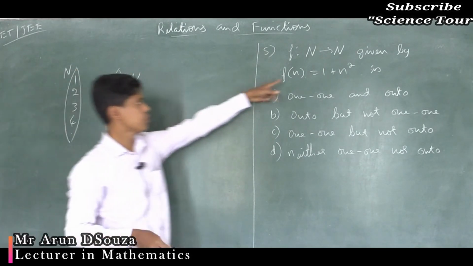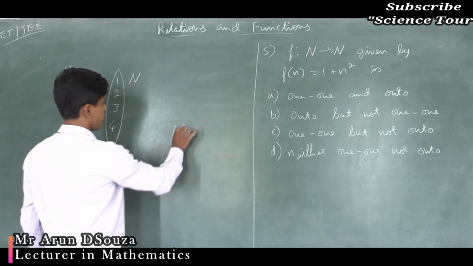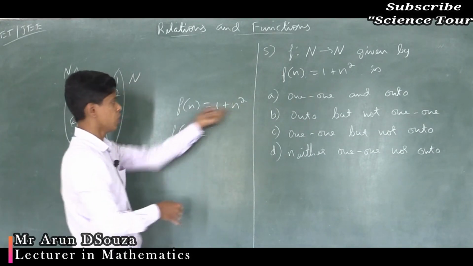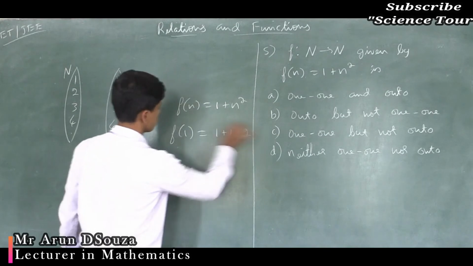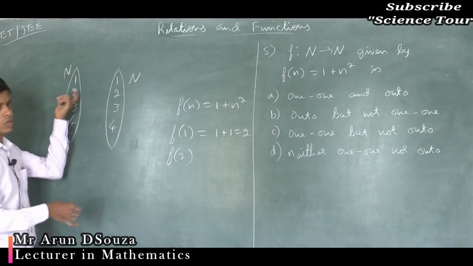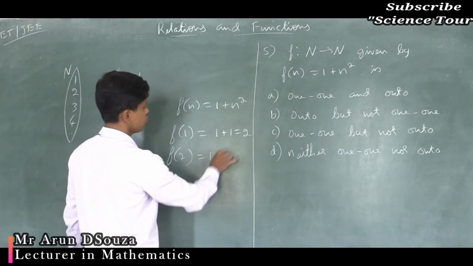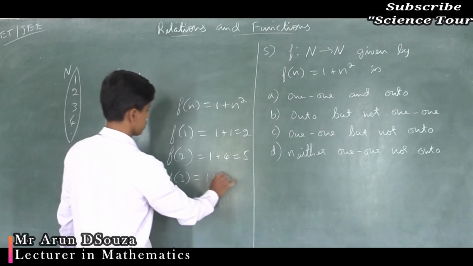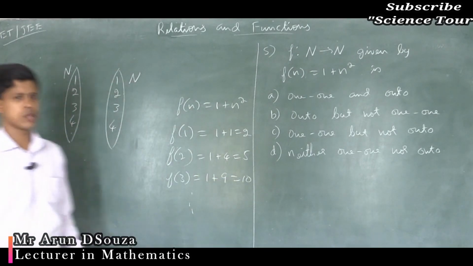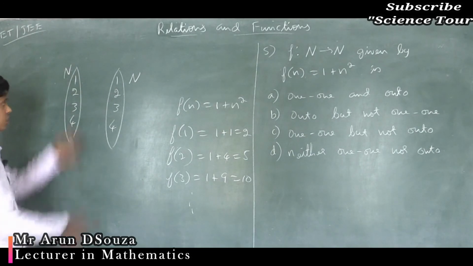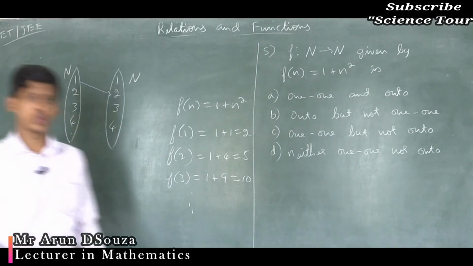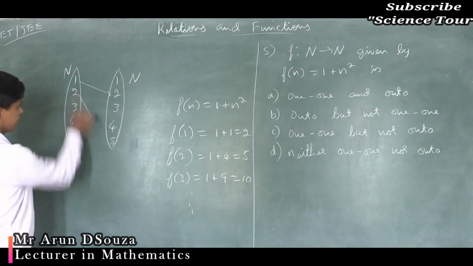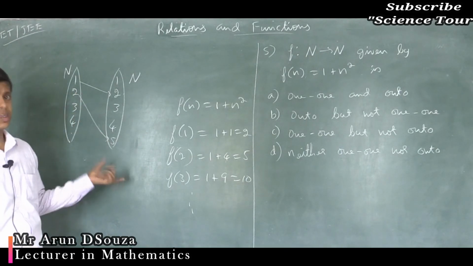Now let us begin with f of 1. So what is f of 1? Right, so f of n is given like 1 plus n square. So f of 1 is 1 plus 1 square, which is 2. And what is f of 2? The next natural number. So that is 1 plus 2 square, right? So that is 5. And similarly, if you are going on like this, this will be 10 and so on. So few examples are enough for us to understand the function. So 1 is mapped to 2, 2 is related to 5 and 3 is related to 10, and it goes on like that.